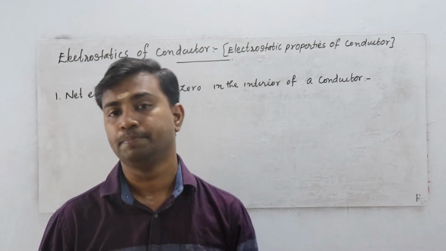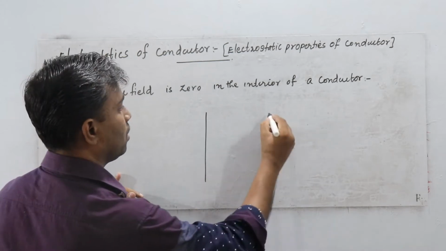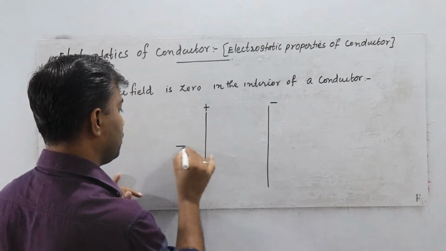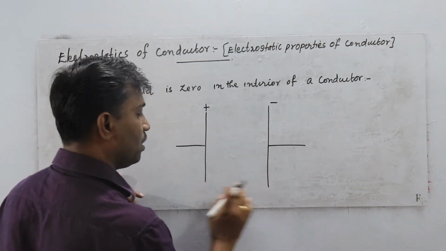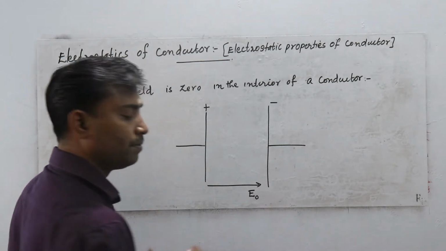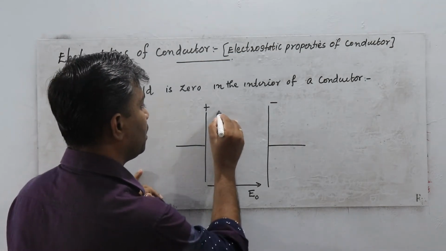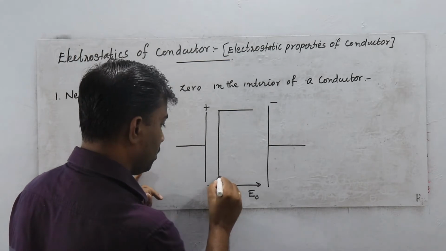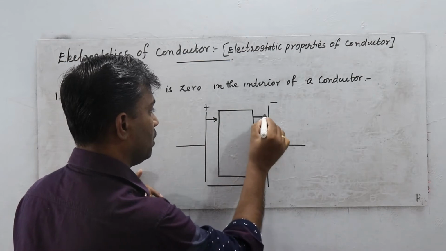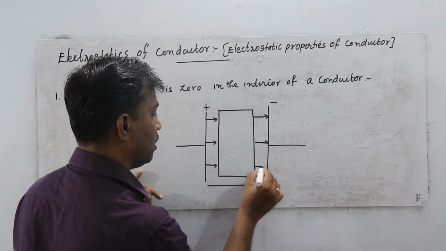Here there are two plates. This is a positive plate and this is a negative plate. Between them there will be an electric field. This is the external electric field, E0. We are keeping a conductor between the plates. This is the direction of the external electric field.